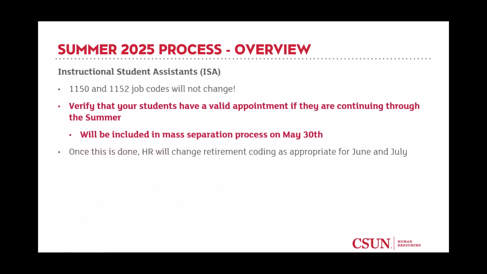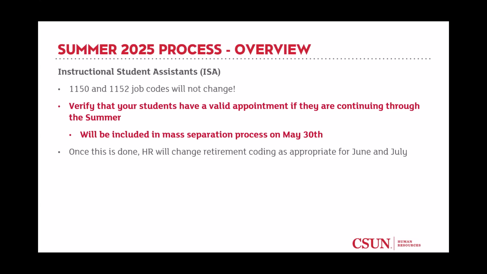And then for instructional student assistants, the ISAs, so 1150 and 1152 job codes will not change. Those will remain the same. And like I mentioned with 1868s, just verify that your students have a valid appointment if they're continuing through the summer. That is the department's responsibility, to extend their appointments. If their end date is anything prior to the end of the month, or if it defaults to the semester end date, they'll be included in the mass separation process.